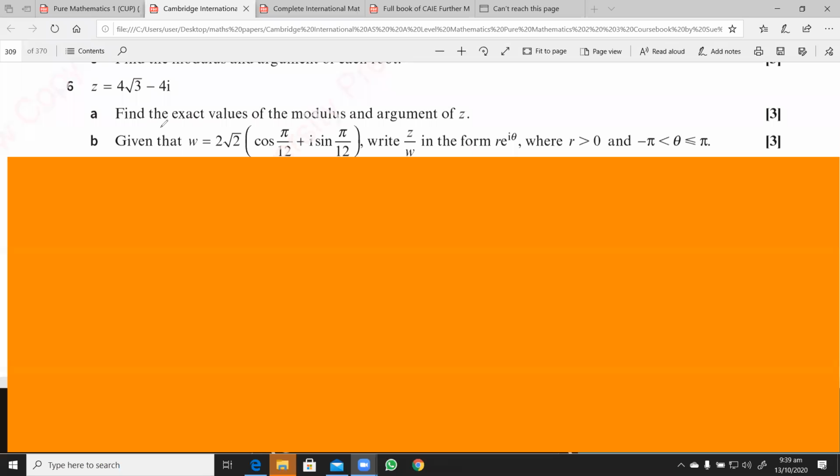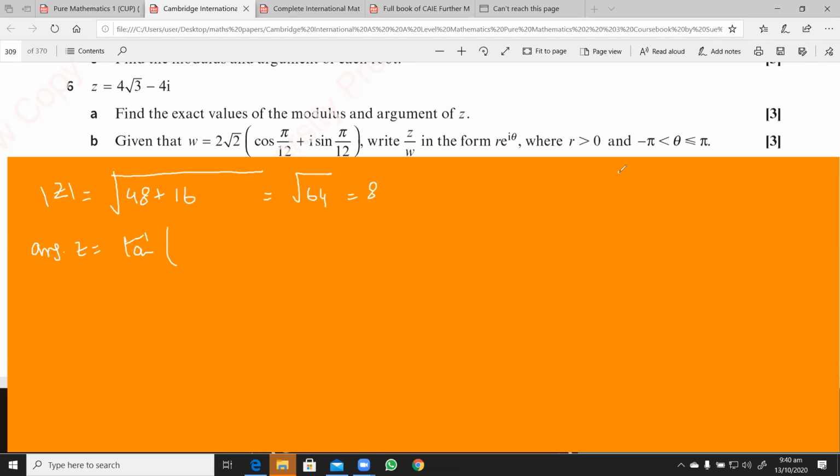Okay. So it says find the exact values of the modulus and argument of z. So let's find the modulus of z quickly. That is the real part squared, 16 times 3, that is 48, plus 16, so that is under root 64. So that is going to be 8. And then the argument of z. So that is tan inverse of b over a.